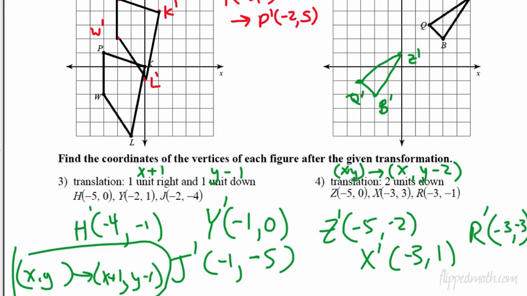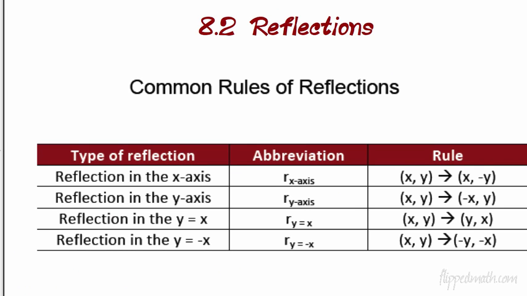All right, so that's section 1. Section 1's a piece of cake. All you're doing is sliding those things across the screen. Section 2, reflections. We have some rules here, and I'm just going to memorize the rules. Would you memorize these? It just makes life easy.